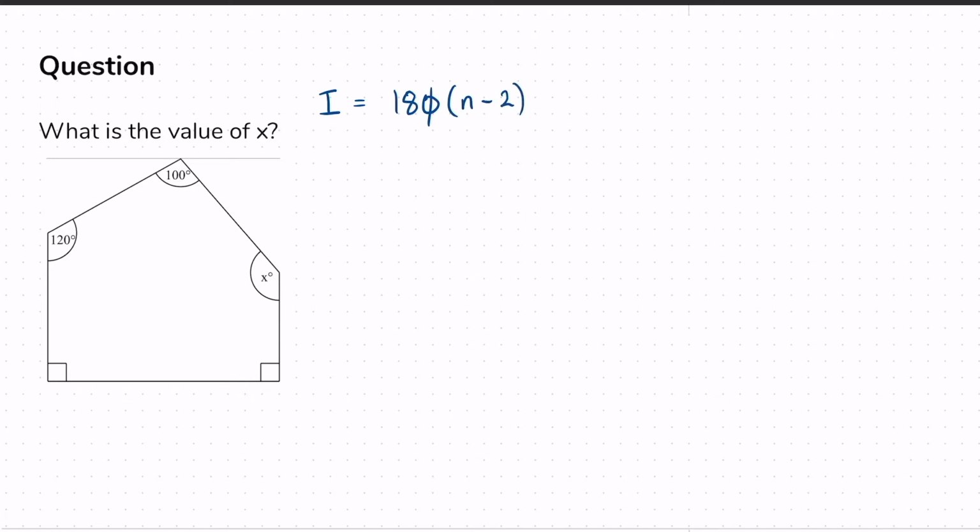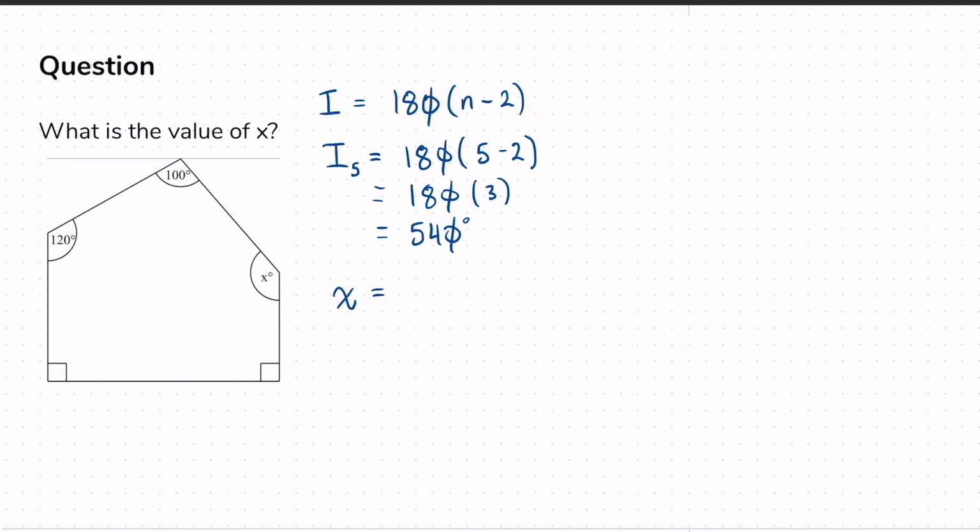In this instance, we've got 1, 2, 3, 4, 5 sides. So the interior angles of a 5-sided shape should add to 180 times 5 minus 2, which is equal to 180 times 3, which should equal 540 degrees. So, using this, I can find the value of x, because x is equal to the difference between 540, the total, minus what we already have.